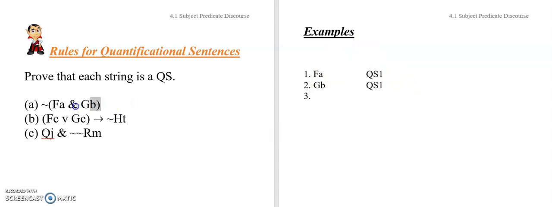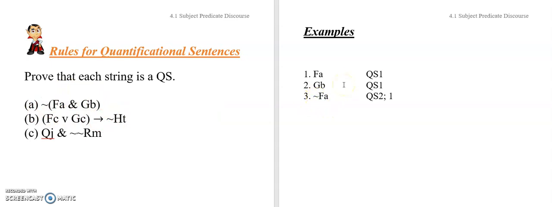Now what we got to do is try to build this up. Notice you do not want to do this, so you could do this. You could say QS2 on line 1, and that's a perfectly legitimate application of QS2, but it's not going to give us the desired thing that we want. The desired thing doesn't have the not attached to the F. It has it attached to this whole ampersand.